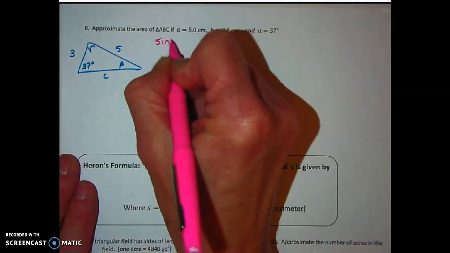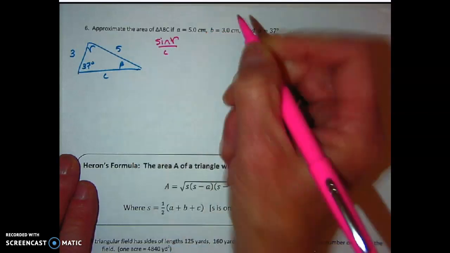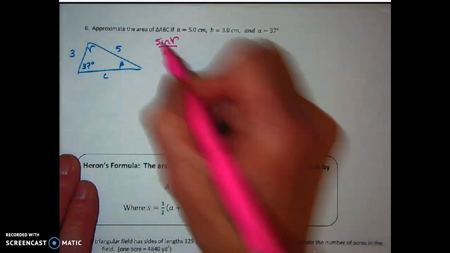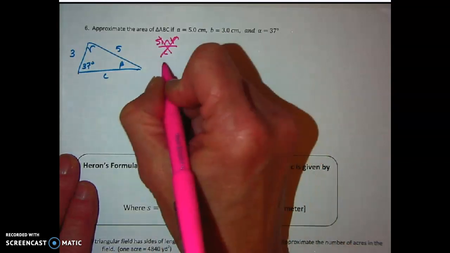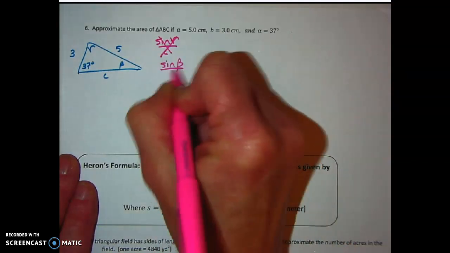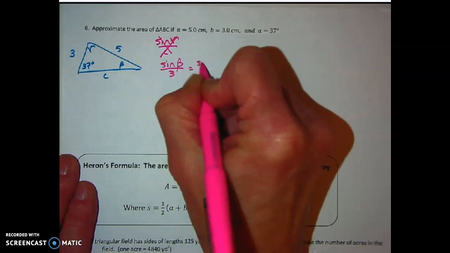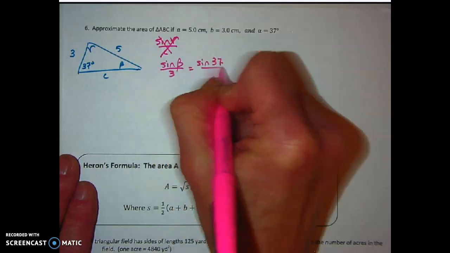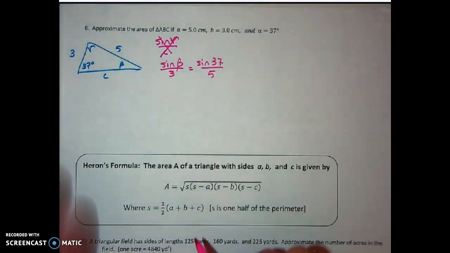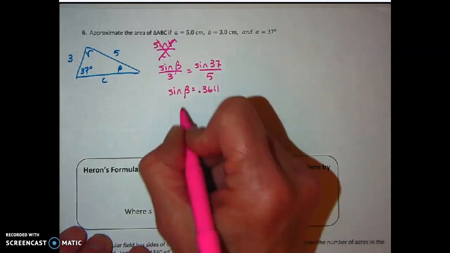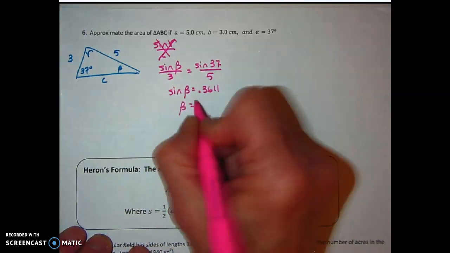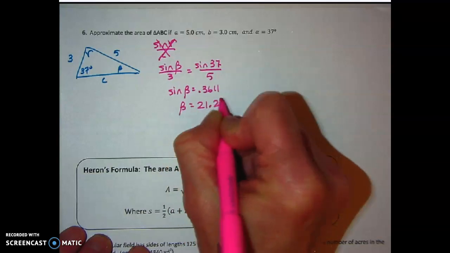The sine of gamma over c, I can't use that. That would give me two variables. So let's instead do the sine of beta over 3 equals the sine of 37 over 5. Now let's go ahead and find our beta. You see that the sine of beta is 0.3611. Taking the inverse sine of both sides, I get that beta is 21.2 degrees.